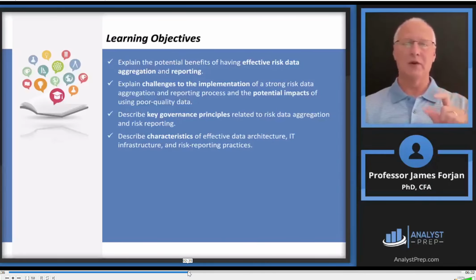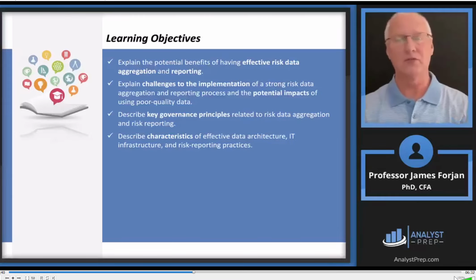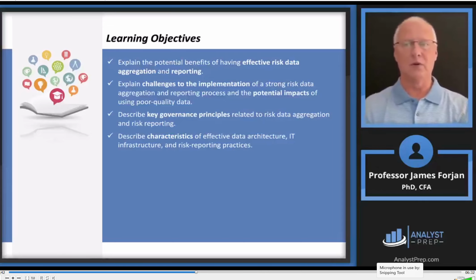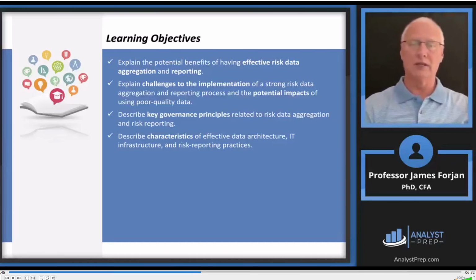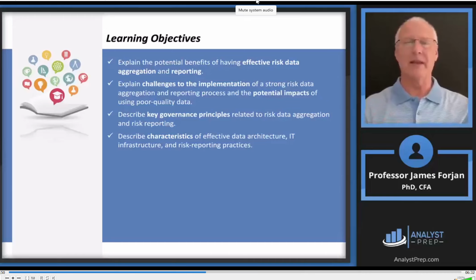But in those first two, we're essentially doing a SWOT analysis. How many times did you guys have to do a SWOT analysis when you were an undergrad, or maybe even a graduate student? So we'll look at the strengths, the weaknesses, and opportunities and threats are kind of embedded in this.